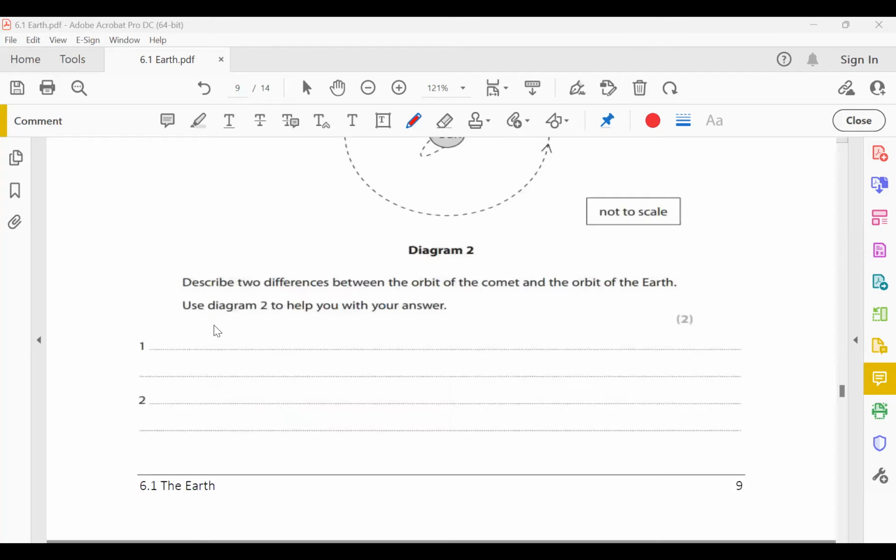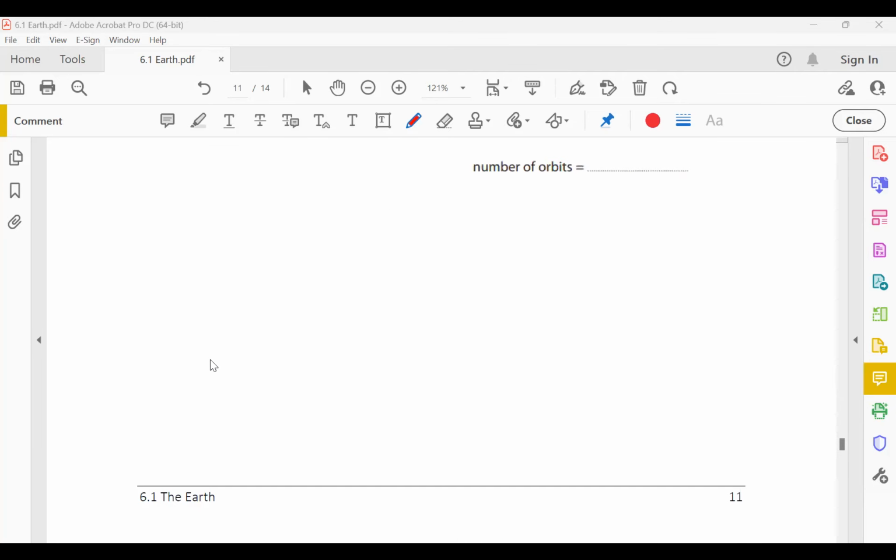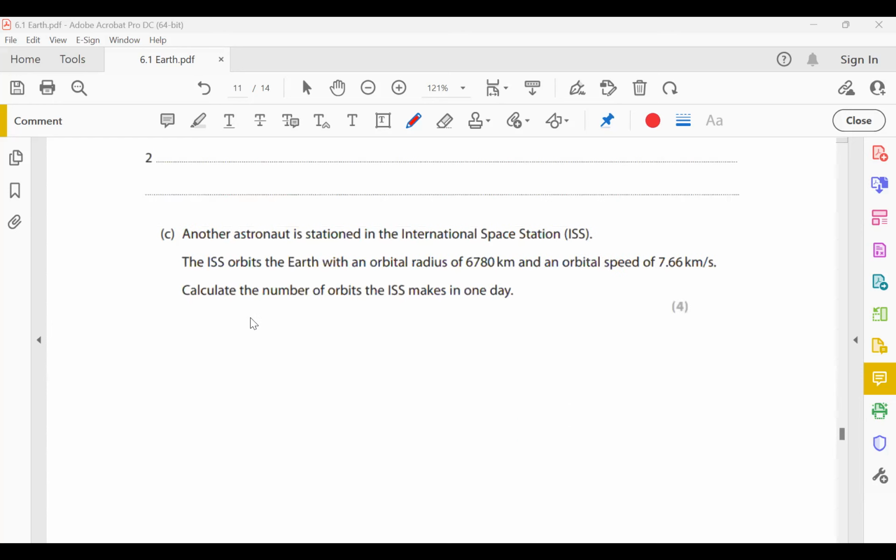Oh, sorry, Chloe, I wasn't looking at the screen. Which one is 10C? Oh, this one, the calculation one.